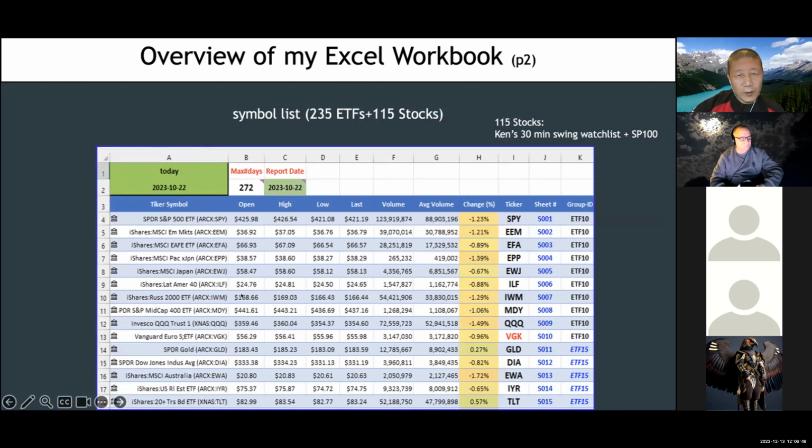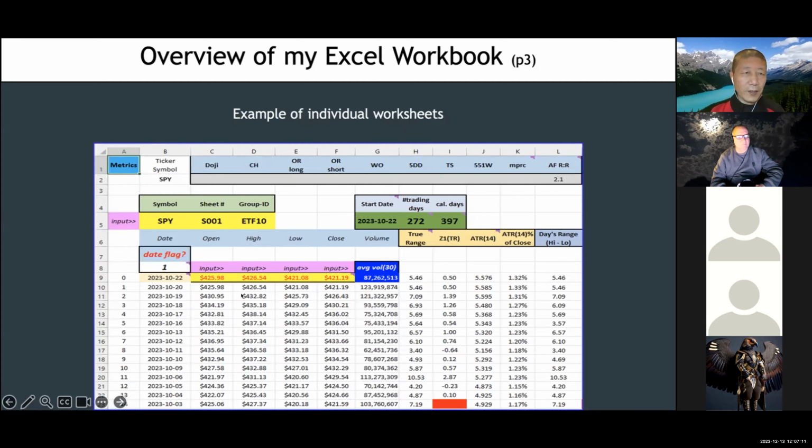This is what the symbol list looks like. Actually, it gets the symbols set up, then gets the intraday open, high, low, and the close and volume. Also, I set up the group list so I can filter those symbols in my way. This is an example of the individual worksheets. You get these symbols, get all the calculation done, and summarize in the top rows.